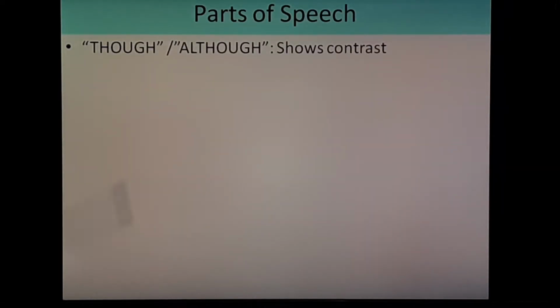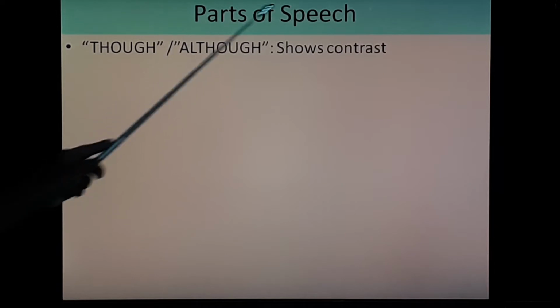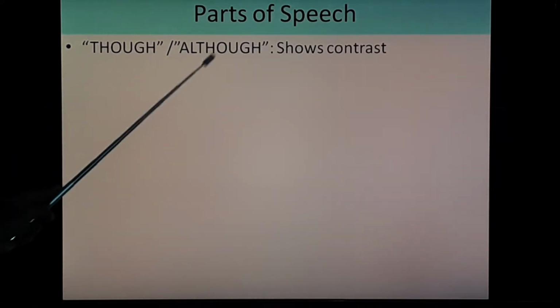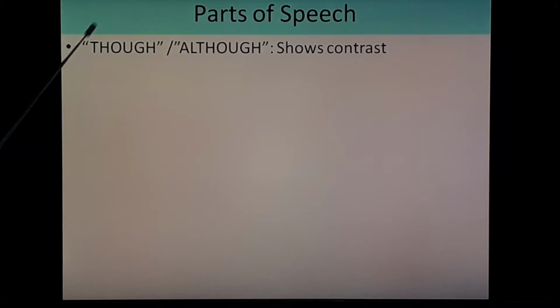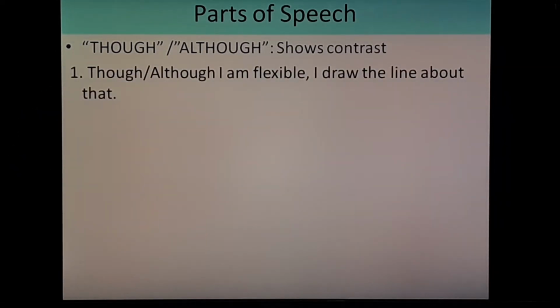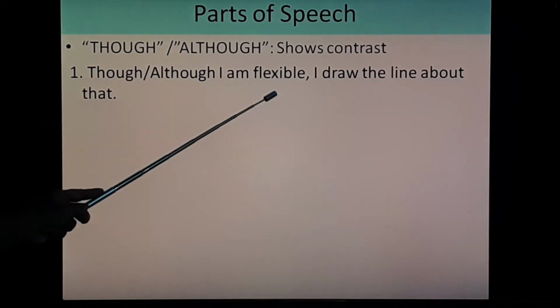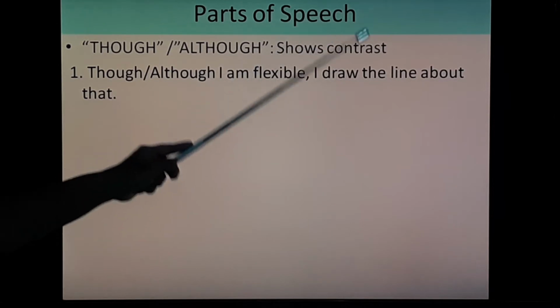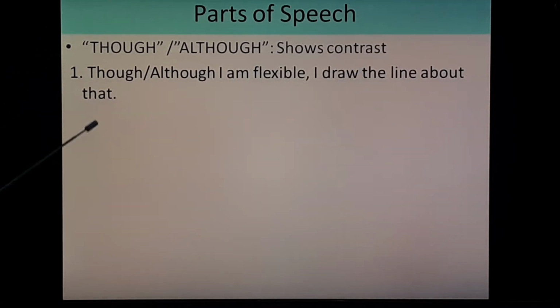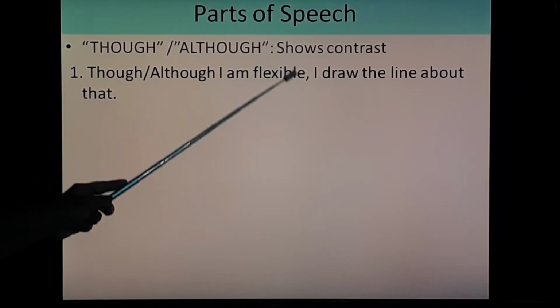Next, that is though or although. Both have the same meaning and that is contrast. Both show contrast, so you can choose any. First example, though or although I am flexible, I draw the line about that. So here, though or although is in the beginning. That's why a comma is needed.